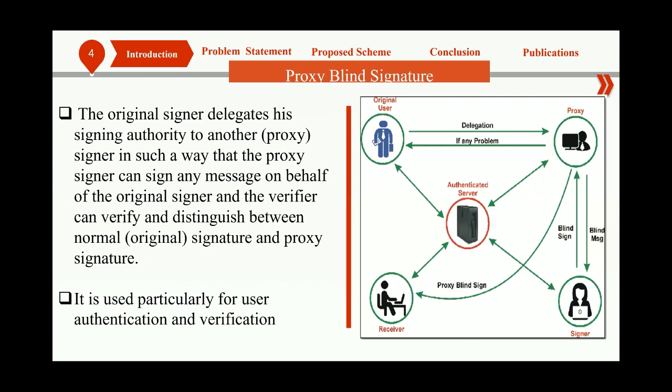The original signer will delegate the power to the proxy. Then the proxy can verify in turn whether the delegation is really true. Then he can send it to the signer. Then the signer, after signing, sends it back to the proxy, and an authenticated server will be managing the signature, and the receiver can verify the signature from the authenticated server, and the message can be sent in that way.